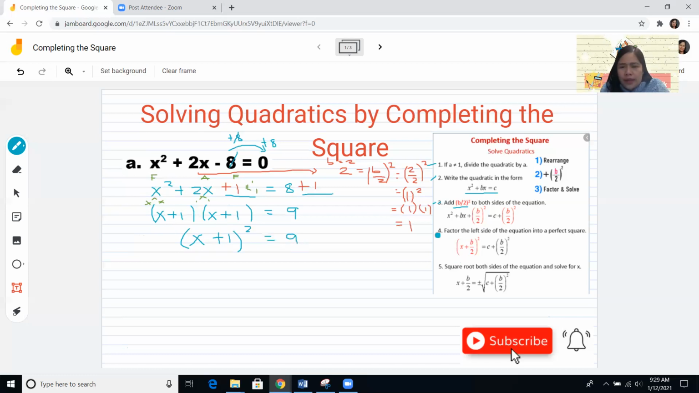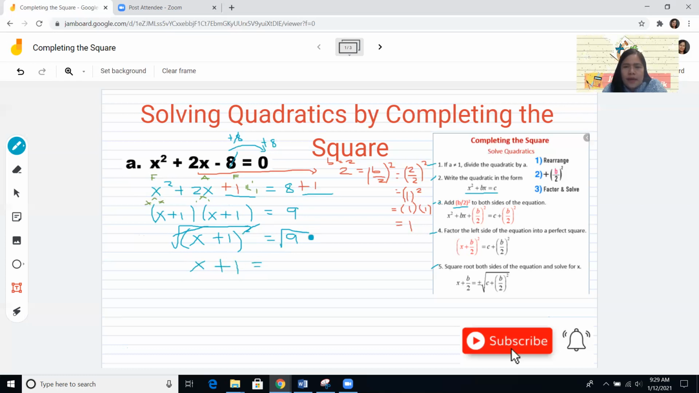Okay, next step. We already factored the left side of the equation into a perfect square. Now we're going to square root both sides of the equation to solve for x. To eliminate the square in here, we're going to square root both sides. Okay, again, equal, balance. Whatever you do on the left side, you will do also on the right side. To make it balanced, for the square root of the square, you'll just cancel the square in here. It's still x plus 1. When you square root it, don't forget to eliminate the radical symbol. This is a radical symbol.